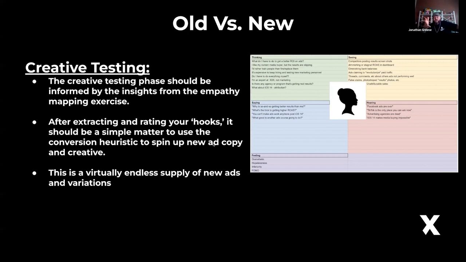This is virtually an endless supply of new ads and variations. I'd like to have Lee at some point in time maybe talk about this, because there actually are indirect and direct approaches to every one of those hooks. You can use our 2x2 method. There's a lot of ways to extrapolate those insights into an infinite number of ad variations that we can test. So that's where the information comes from.